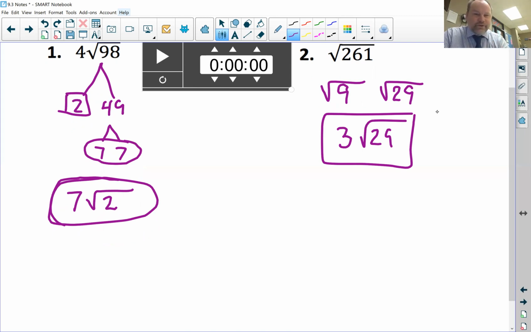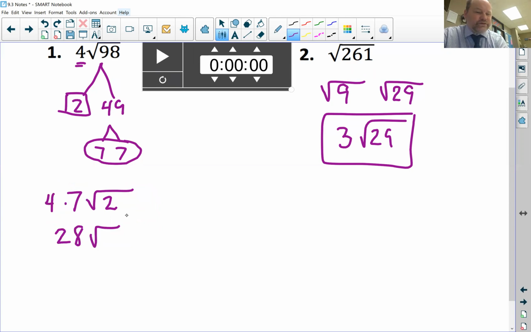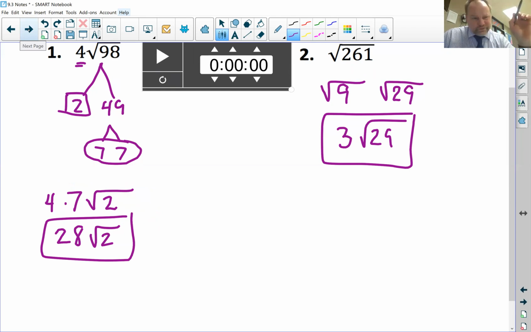There's one thing I forgot though on the first example, and at least one of you probably noticed, I hope. I forgot about the 4 that was out in front. So 4 times 7 is 28, square root 2. If you ever notice something like that, let me know. It's okay to say, hey, Mr. Gingrich, I think you left that out, and I would appreciate it.